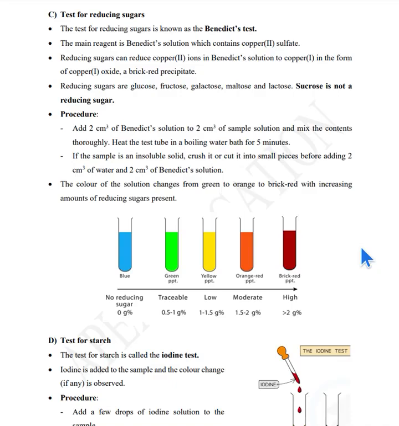You also need to tell me that the test for reducing sugar is the Benedict's test. You need to know the procedure, but the color is the super important one. It will change from green, which is trace, to orange, which is moderate, and brick red, which is high. It depends on the increasing amount of reducing sugar present.